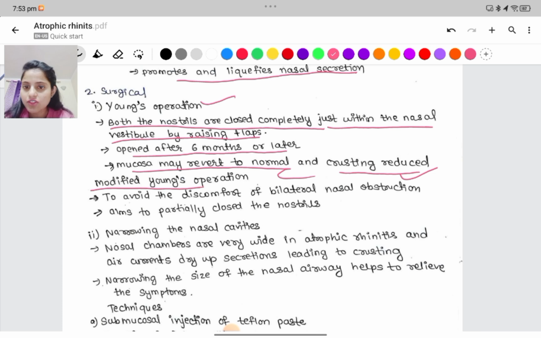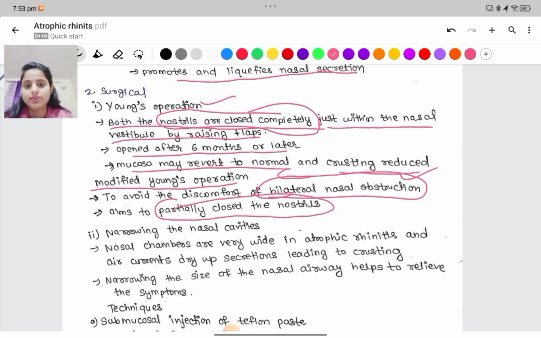In modified Young's operation, in Young's operation there is complete obstruction of both the nostrils. But in modified Young's operation, we avoid the discomfort of the bilateral nasal obstruction and we partially close the nostrils. In Young's operation, the nostrils are completely closed, but in modified Young's operation, we partially close the nostrils.